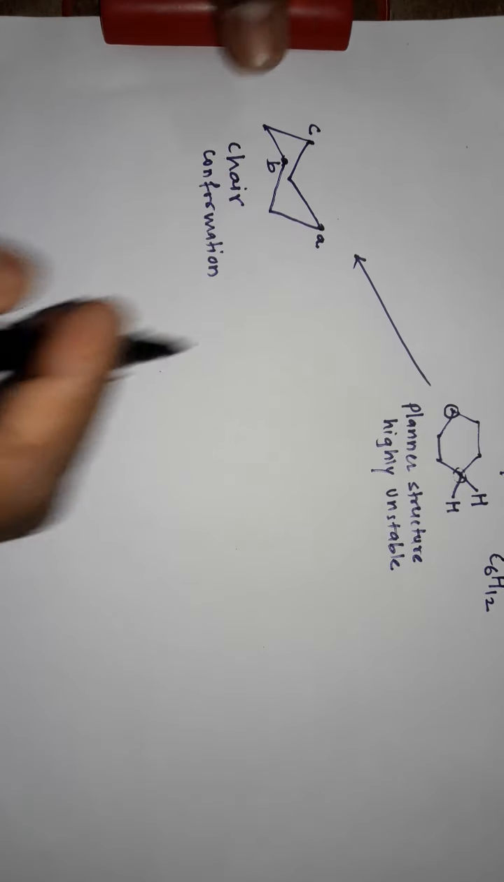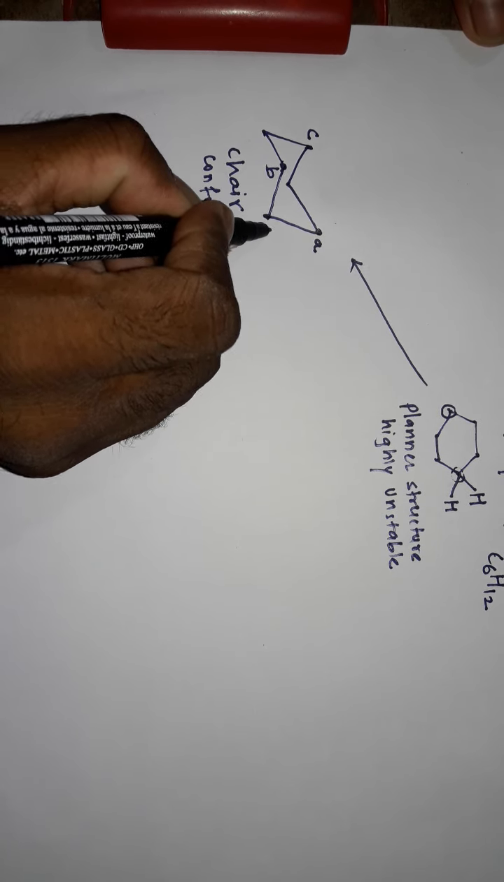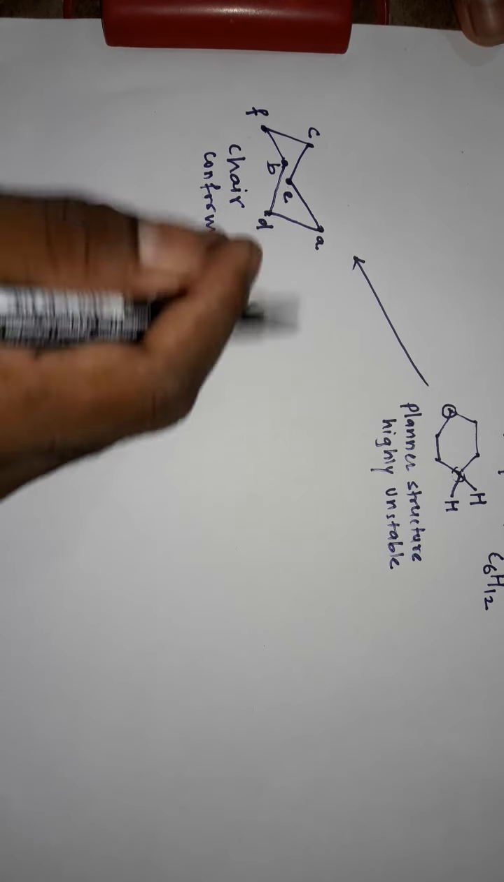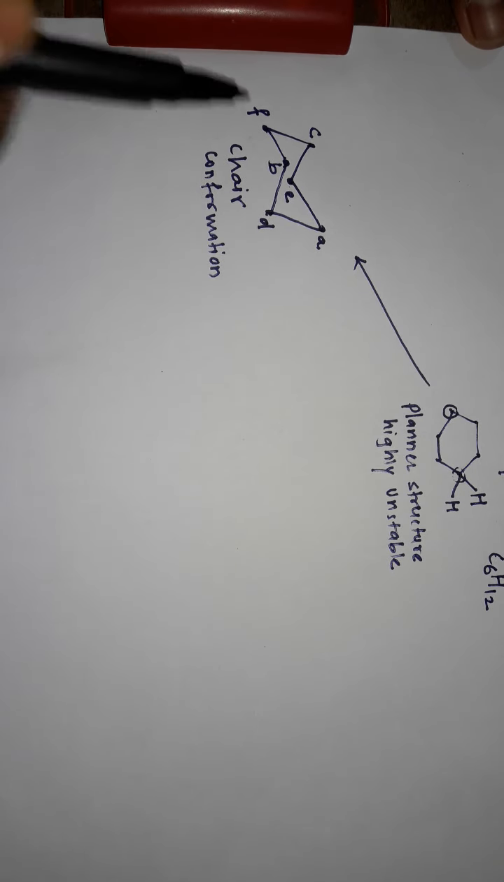All these 3 carbons are in one plane, meaning they are in the above plane, and this carbon, this is D, this is E, this one is F. So carbons D, E, F are in one plane. Since there are 3 carbons present in the above plane and 3 carbons present in the below plane, there is a loop kind of carbon arrangement. So that's why this chair conformation is the most stable one.